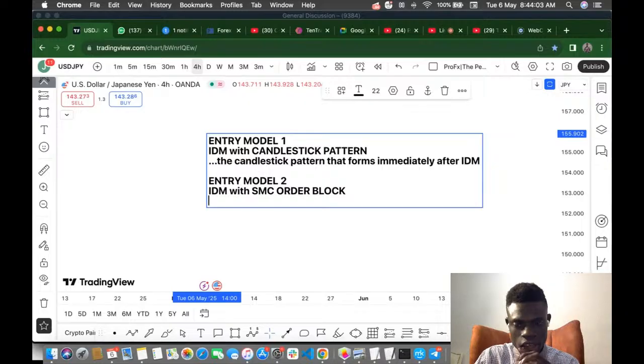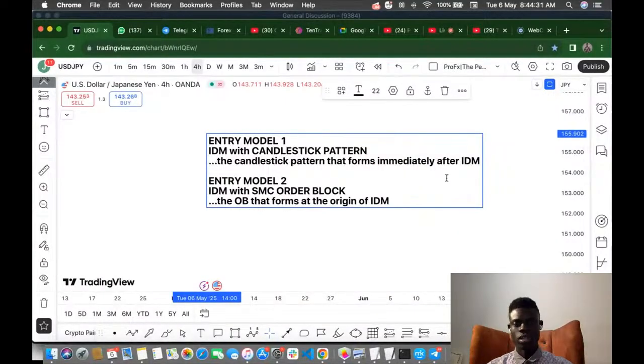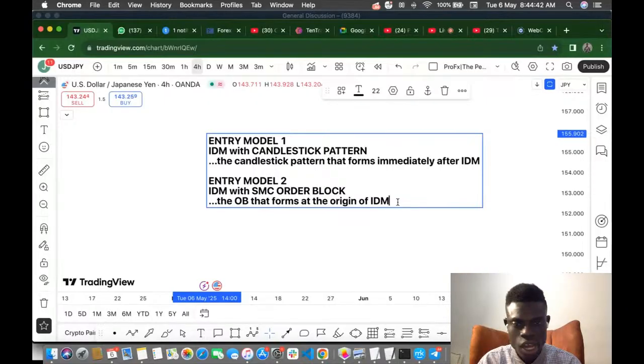Why the IDM order block is the order block that forms at the origin of IDM. Just a note, just something like this, right? Candlestick that forms immediately after IDM, order block that forms at the origin of IDM. And this one, there has to be a retracement. So after the impulse, as it's coming back to that order block, we have this.